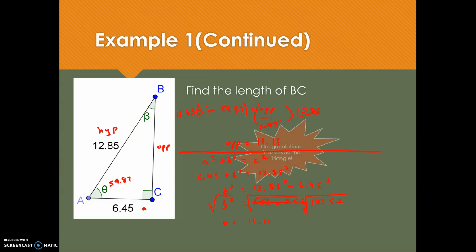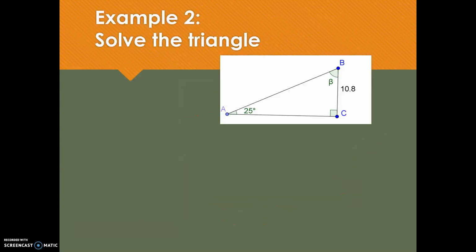Let's continue on. All right, so example 2. Solve the triangle. So we're looking for all of the missing values. We're looking for beta, we're looking for the hypotenuse, and we're looking for side AC. I'm going to call that x for the time being. In this problem, they give us 25 first, so I'm going to take the 90 that the two acute angles should equal and subtract off the 25, and that will give us 65 degrees. So we have 65 degrees for beta.